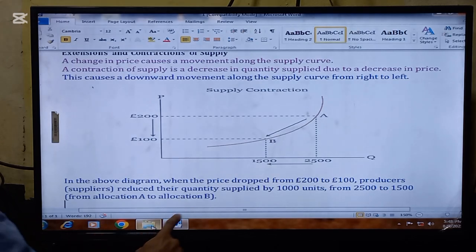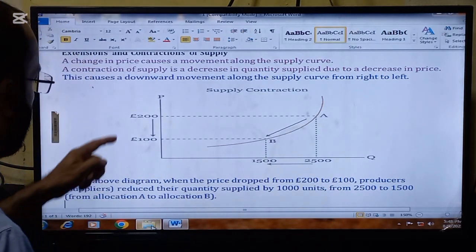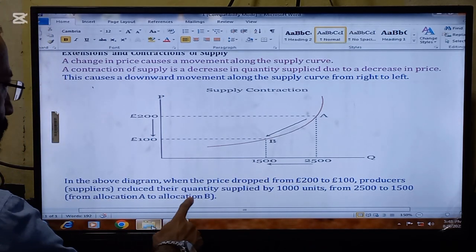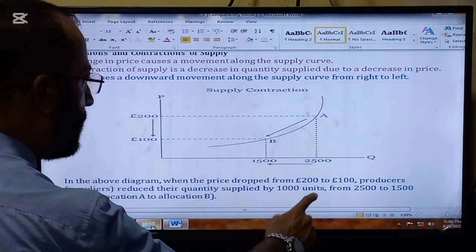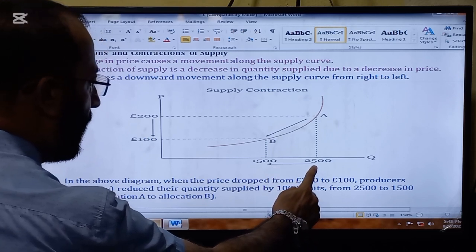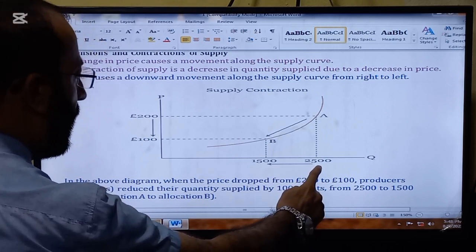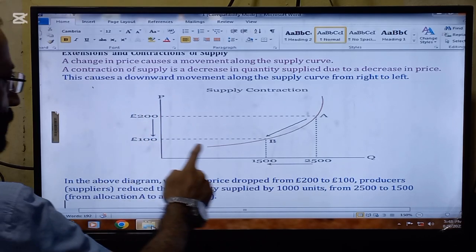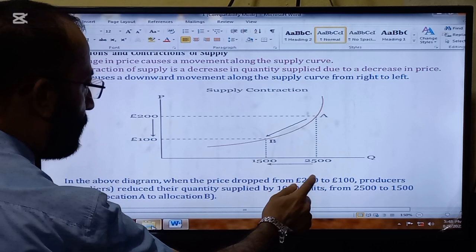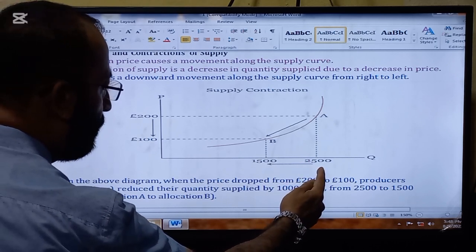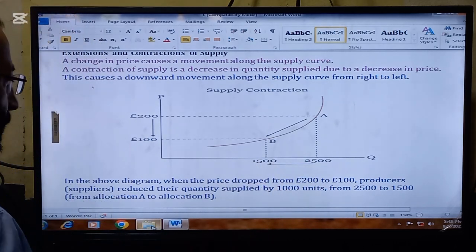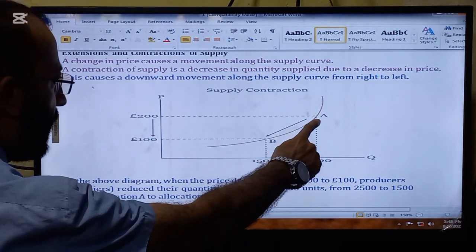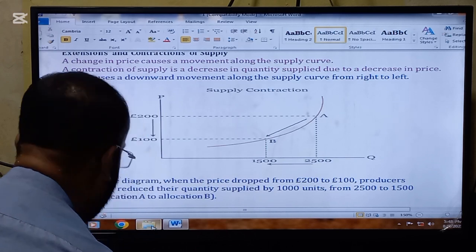In the above diagram, when the price dropped from 200 to 100 pounds, you can see producers, suppliers reduced their quantity supplied by 1000 units. In the beginning, the supply was 2500 when the price was 200 pounds. But when the price went down, they reduced their quantity by 1000. So the quantity supplied is now from 2500 to 1500, from allocation A to allocation B. So this is allocation A and this is allocation B.